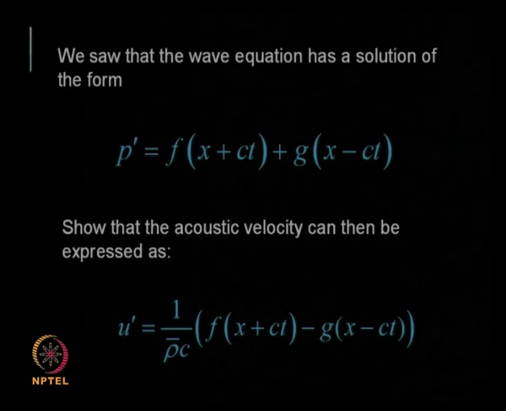That acoustic velocity can also be written in terms of f and g, but it is 1 over rho c times f minus g. Please work this out. We have almost done this exercise in the last class in another form. So this is the first exercise, and I wish to explain what is meant by acoustic velocity.